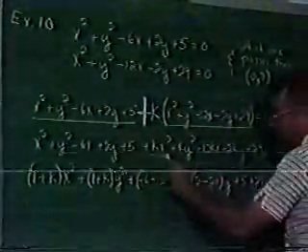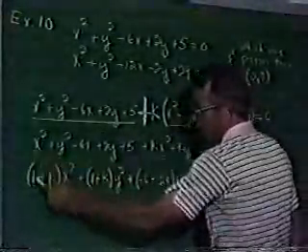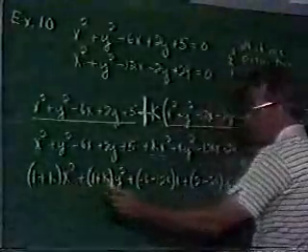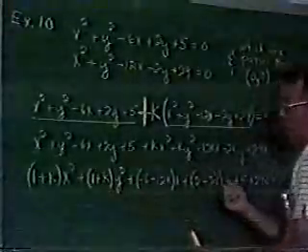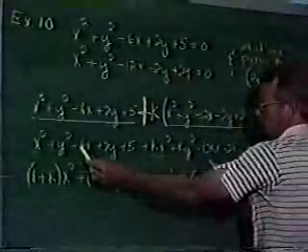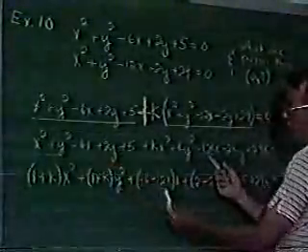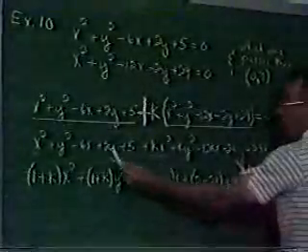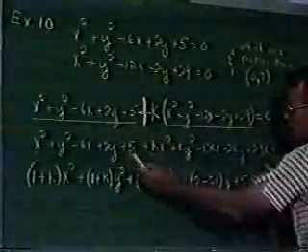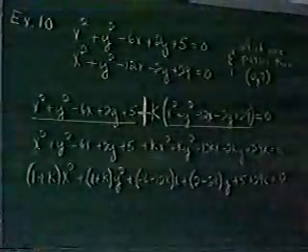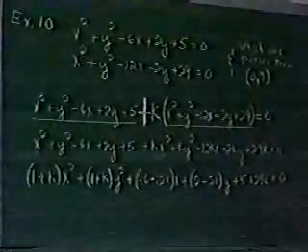Then we group the x squares. That would be 1 plus k x squared. Grouping the y squares, that would be 1 plus k y squared. Grouping the x's, that would be a minus 6 and a minus 12k x. Grouping the y's would be 2 and a minus 2k y. And grouping the constants, we have plus 5 plus 29k.